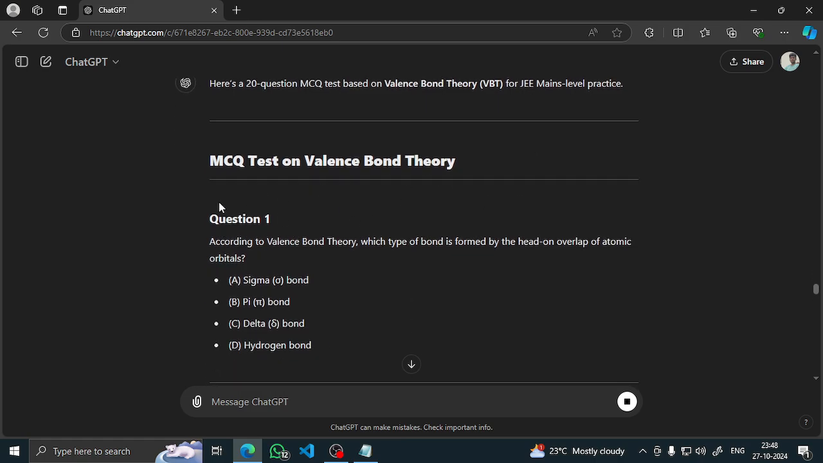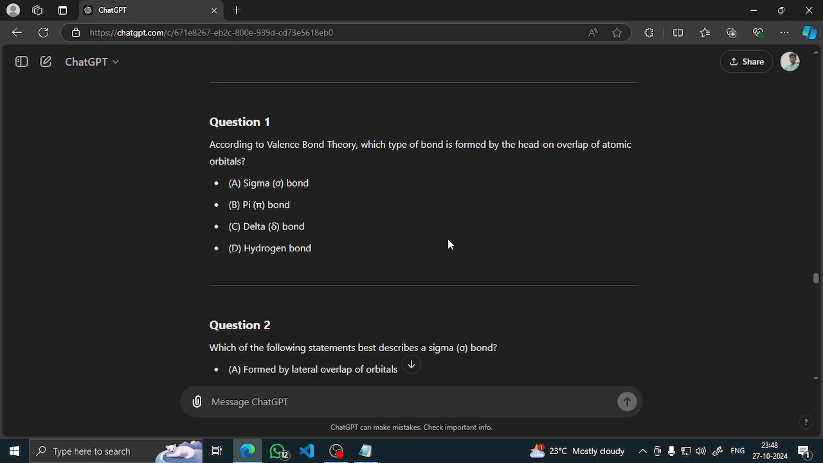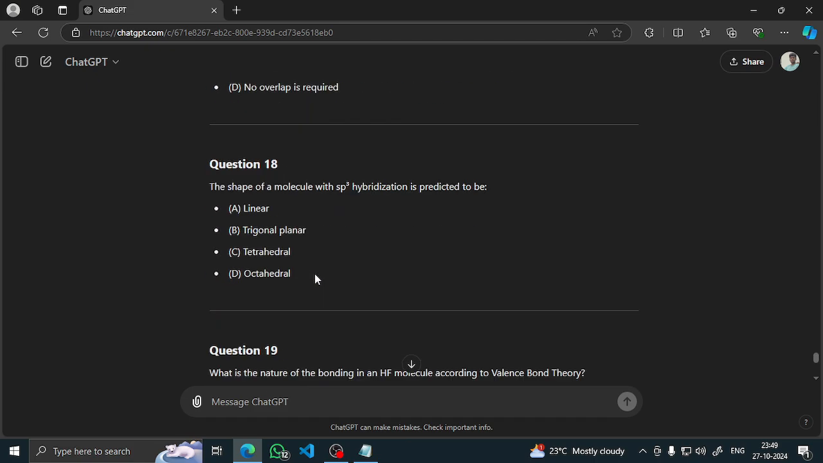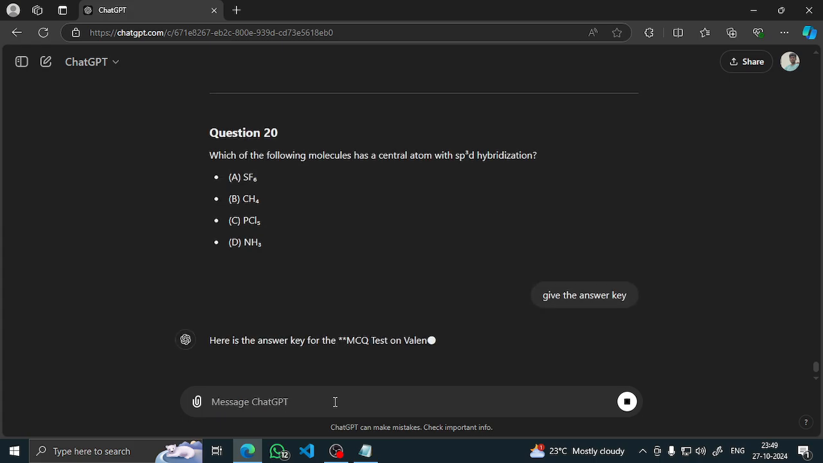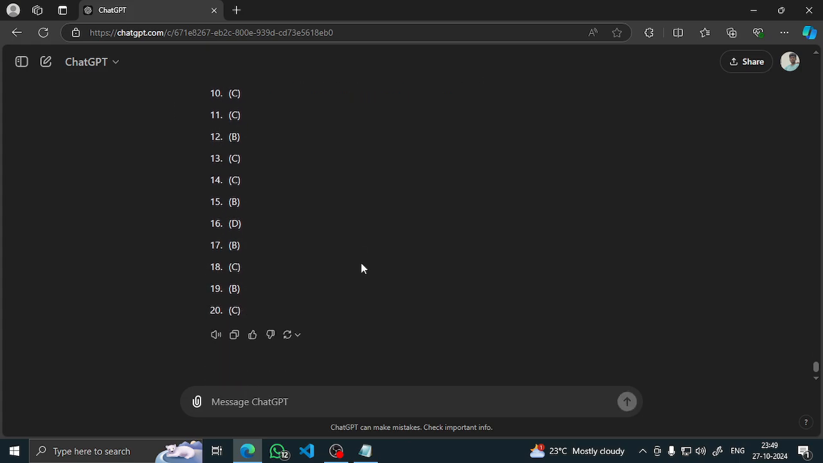So yeah, let us see the MCQ. According to valence bond theory, which type of bond is formed by head-on overlap of atomic orbitals? It is nothing but a sigma bond. Anyway, everyone knows it. So you can practice that, and after you attend the test, you can ask ChatGPT for the answer key. Give the answer key. So yes, it has given the answer, and you can check and see how much you score and comment how much you scored.